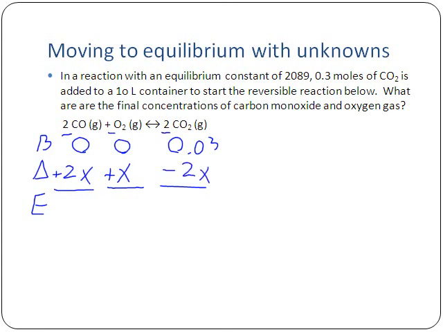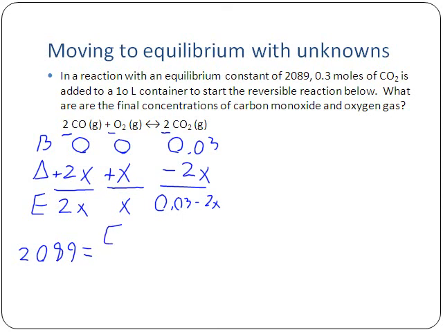So for our final concentrations, we have 2x for carbon monoxide, x for oxygen, and 0.03 minus 2x for the carbon dioxide. So let's go ahead and set up our equilibrium constant equation. So we have 2089 is equal to our equilibrium concentrations of the things on the right.